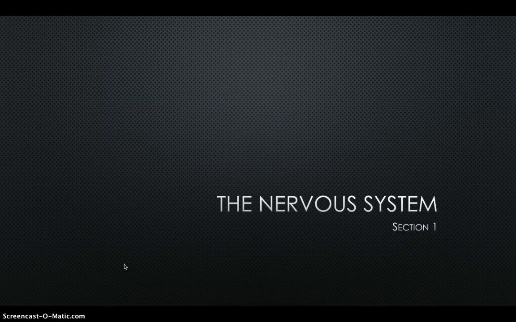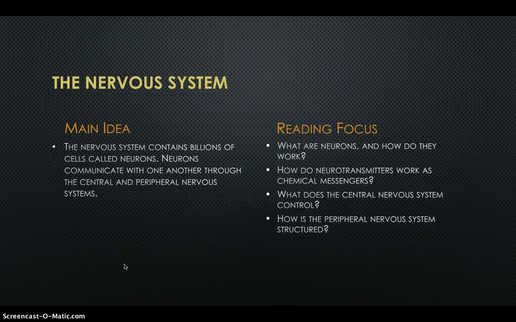Section 1 takes a look at the nervous system. Our main idea, the nervous system contains billions of cells called neurons. Neurons communicate with one another through the central and peripheral nervous systems.